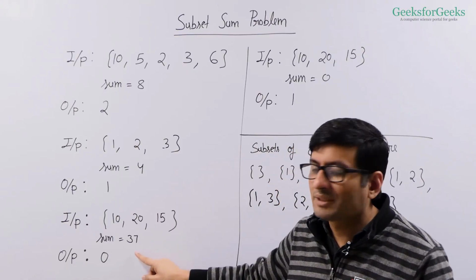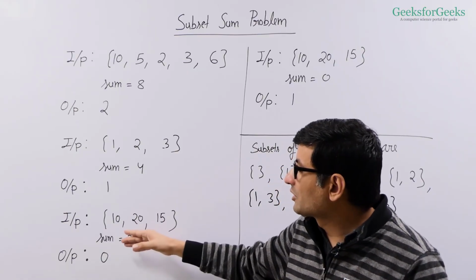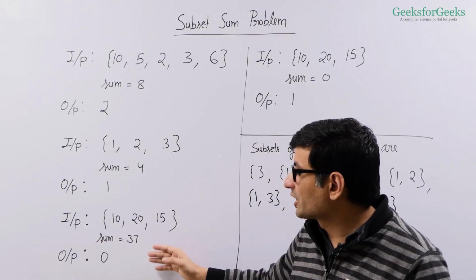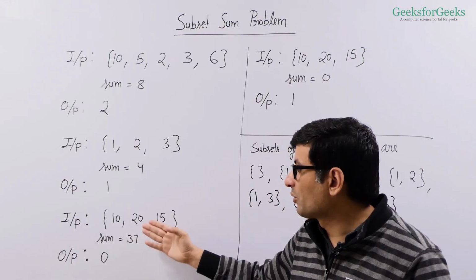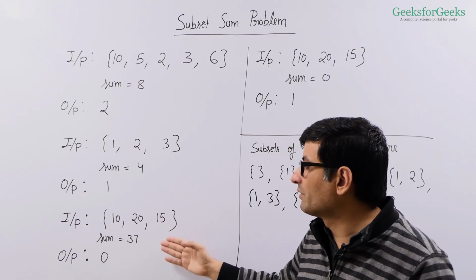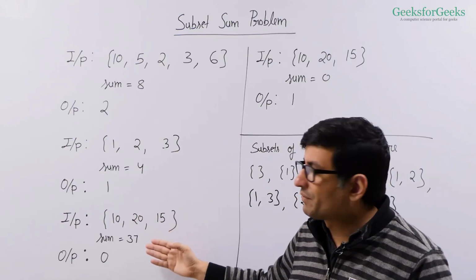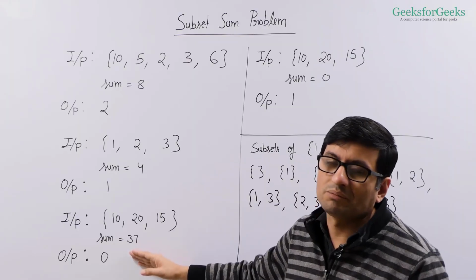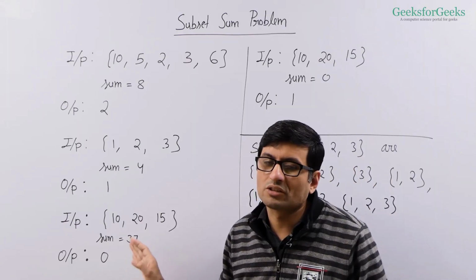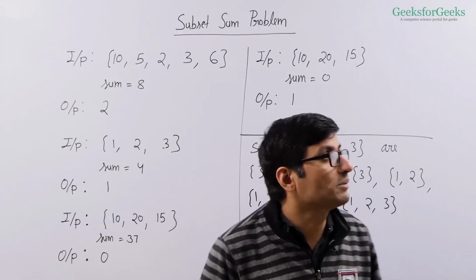Let's see this example. We are given sum as 37. There is no subset whose sum is 37. The subsets are 10, 20, 15, 10 20, 10 15, 20 15. All these subsets have sum different from 37. None of them have sum 37. So output is 0. There are 0 subsets with sum 37.